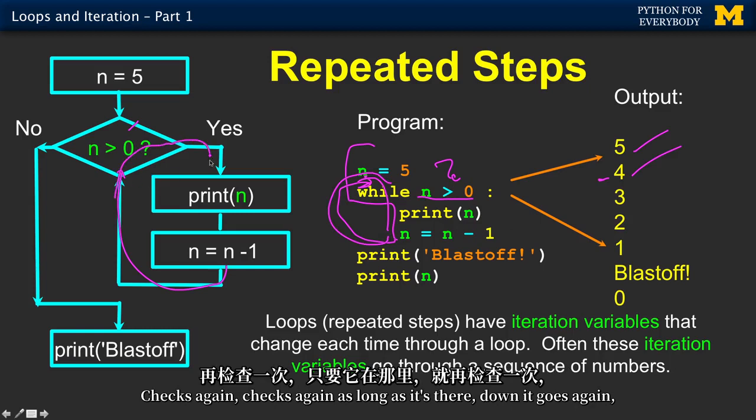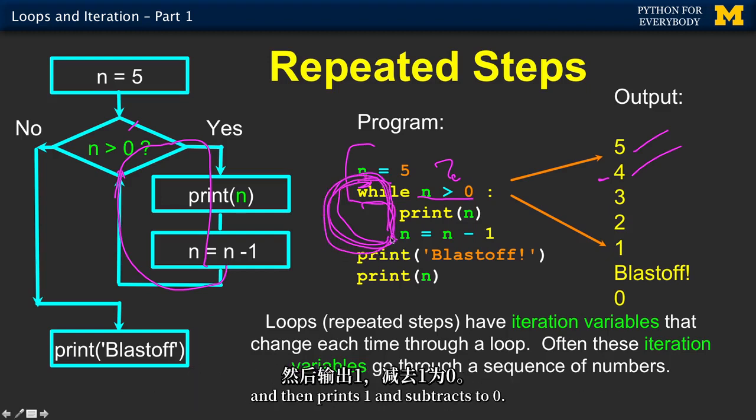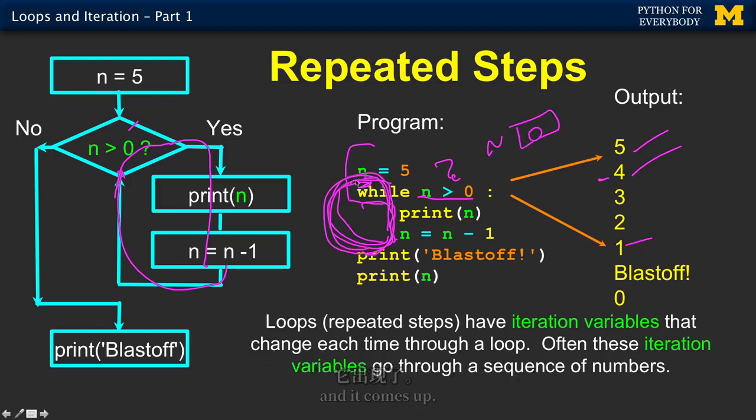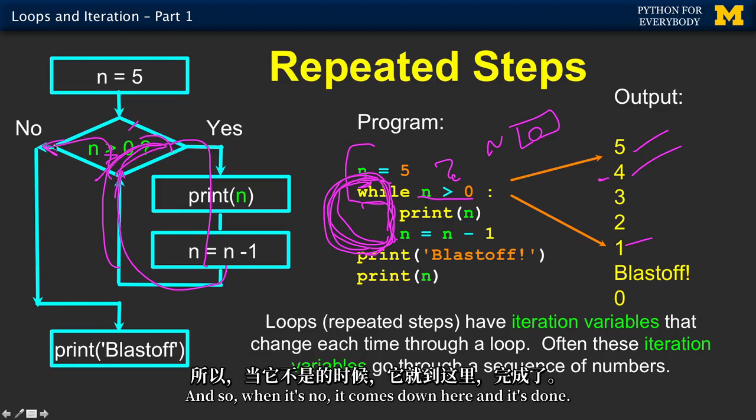Checks again, as long as it's there, down it goes again. So it prints 3 and then subtracts to 2. And then prints 2 and subtracts to 1. And then prints 1 and subtracts to 0. So in this case, we printed that, and now n is 0, and it comes up. Is n greater than 0? Well, it now switched from all the times yes to now no, okay? And so when it's no, it comes down here, and it's done.